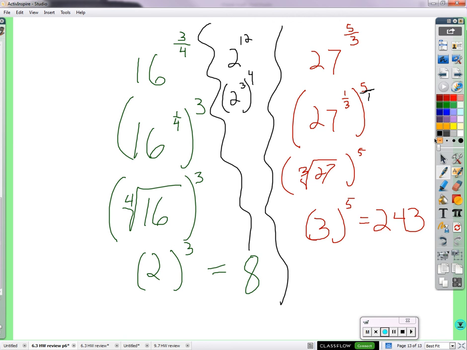Is this the same as this? Yeah, because we just said 27 to the 1/3 is the same as the third root of 27. So those are the same. Third root of 27 is 3, and 3 to the 5th is 243. So each step, we just kind of break it down and break it down. Each step we know is the same as the previous. That's how we get to our final answer.